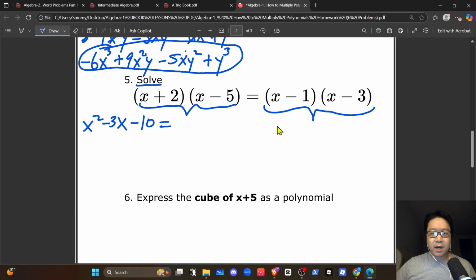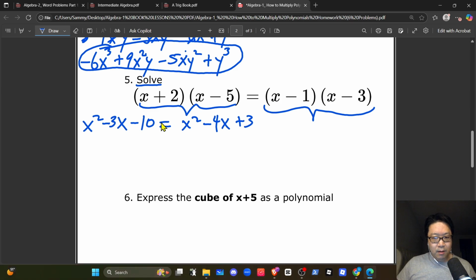That's going to be our left side. And on the right side, we have x squared. x and negative 3 is negative 3x. Negative 1 and x is negative 1x. Combine them together, you get negative 4x and positive 3. Negative 1 times negative 3 is positive 3.